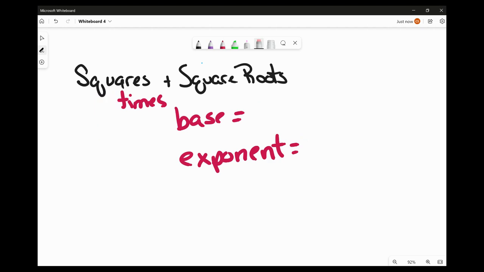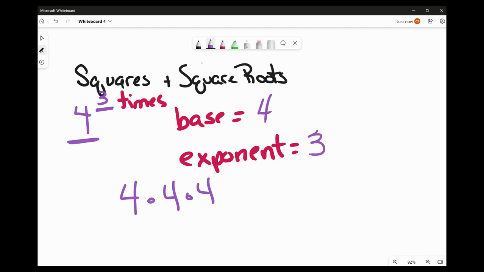So let's take another look, and we'll put another one here. Let's say we have 4 to the third power. In that case, the base is 4, the exponent is 3. That means I'm multiplying the base, right? It's all about the base. I'm multiplying the base 3 times. So it would be 4 times 4 times 4. So that would be 16 times 4, which equals 64. And that's how you would do that. Okay, that's working with exponents.